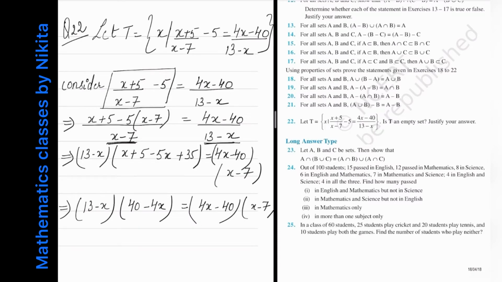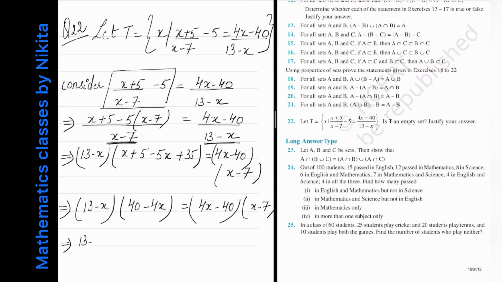Now let's bring all this on one side. Okay? See, first of all, you cannot cancel out the common term which you are seeing, 40 minus 4x. Why? Because the terms you cancel should not be equal to 0. But here x is a variable. So right now I do not know whether 40 minus 4x is 0 or not. Okay? So therefore what I will do is I will bring all the things on one side.